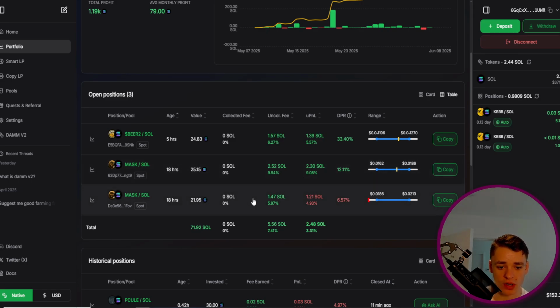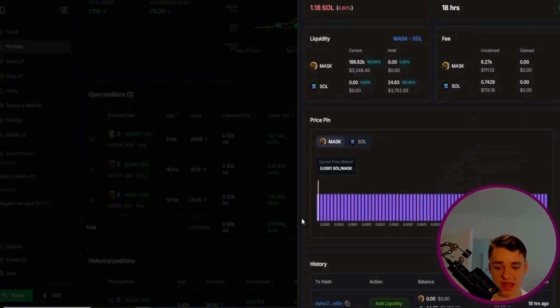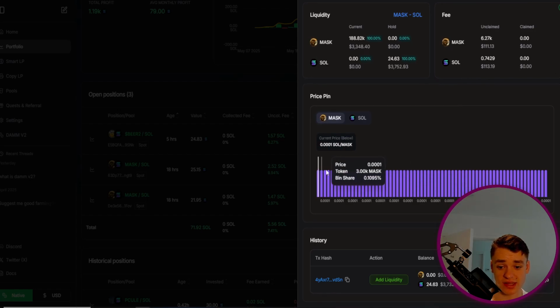I can click on one of these positions and instantly get an exact summary of what it looks like, with deposit and position. We can see this was a spot position, and the balance when it was added was all Solana, but it looks like it has fallen out of range and just been left open, probably by the user hoping for a pump.